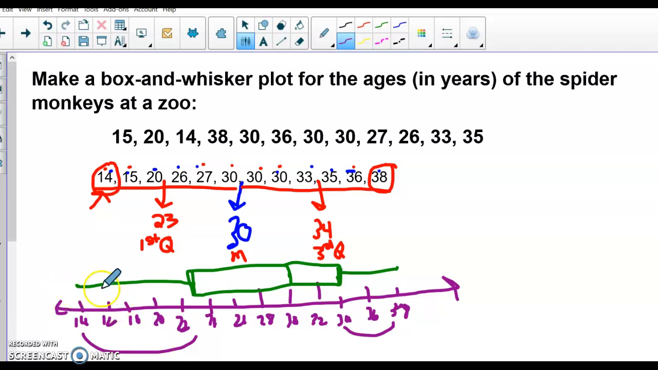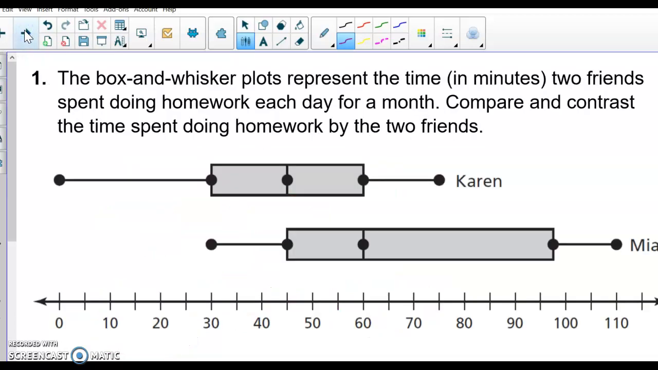So you can see that the lower 25% is more spread out than the highest 25%. So it's really cool if you need a visual on how spread out each quartile is. Alright, so the next step is, again, at any time, pause and go back and try it. But you're not going to make box and whiskers, you're going to interpret box and whisker plots.